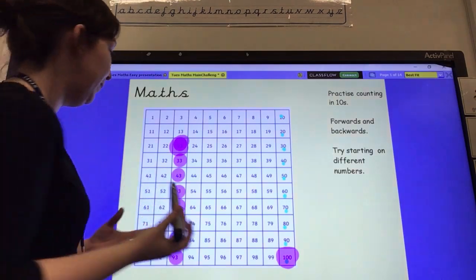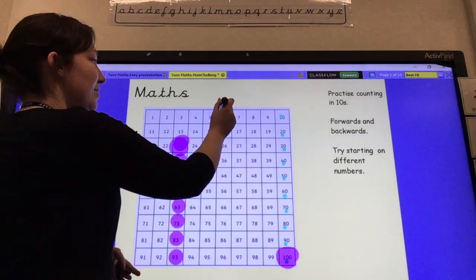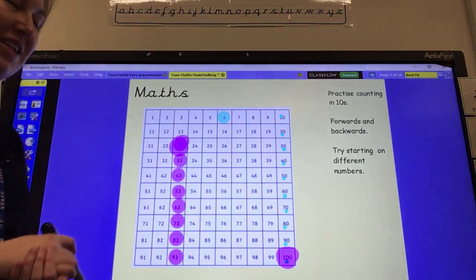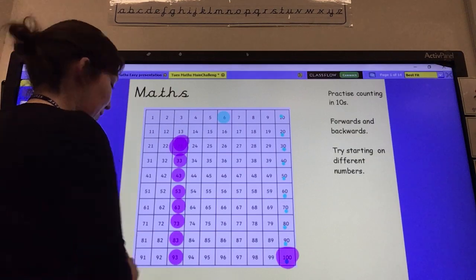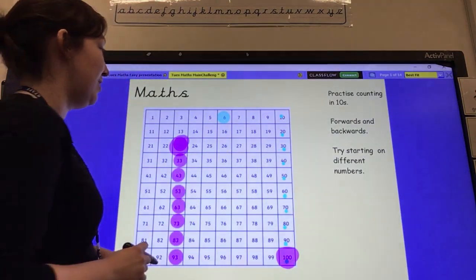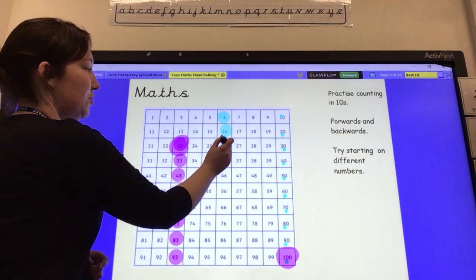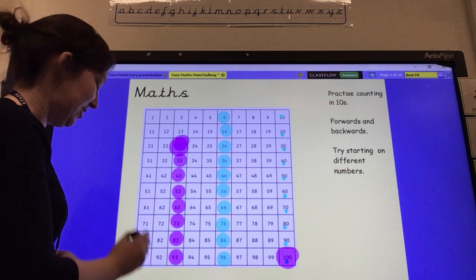So fantastic. This time, can you start on the number 6 and count on in tens? So pause the video and have a go at counting forwards in tens. So well done to everybody who managed to carry on that sequence counting in tens from 6. It was in fact 16, 26, 36, 46, 56, 66, 76, 86 and 96.